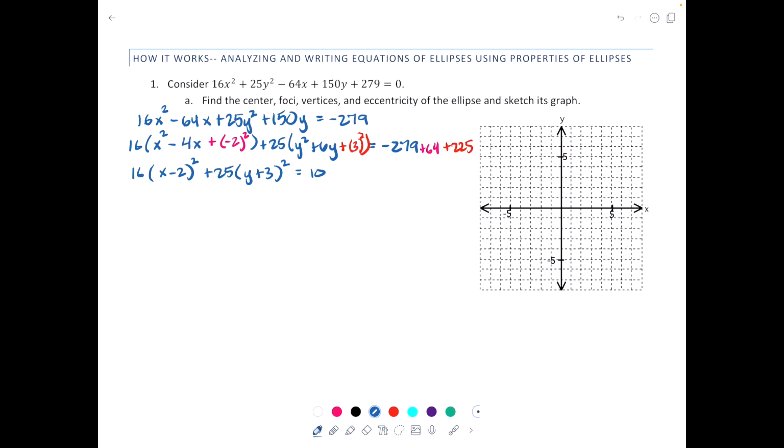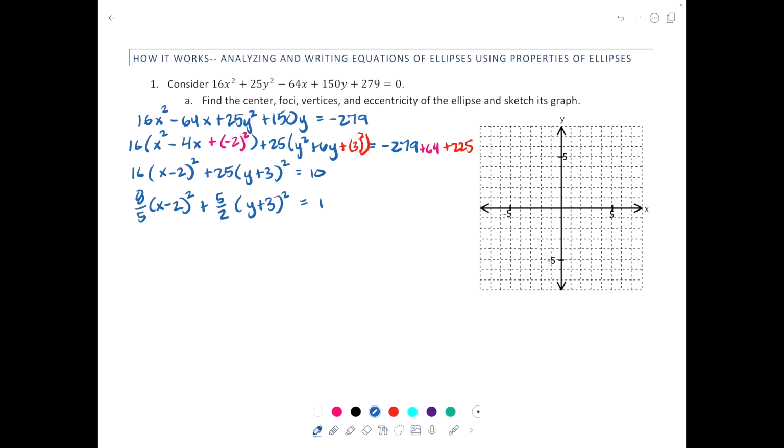Now we want to get 1 on the right side of the equation. So I'm dividing everything by 10. When I divide 16 by 10, I will get 8 fifths times x minus 2, the quantity squared. And then 25 divided by 10 is 5 halves when you reduce. And that's times y plus 3, the quantity squared, will now equal 1.